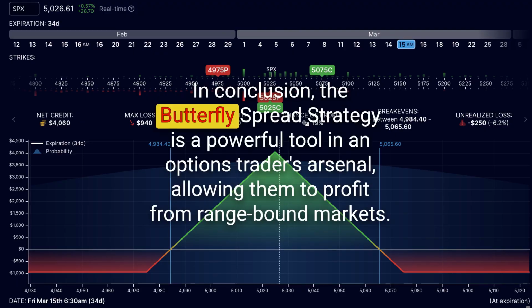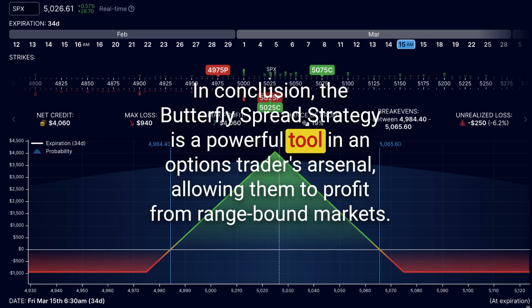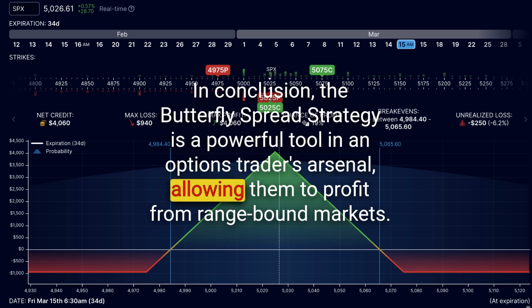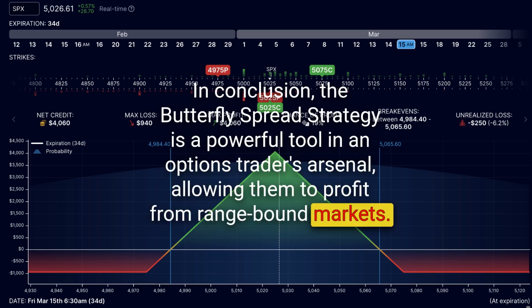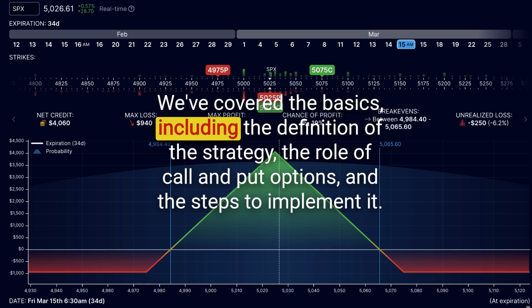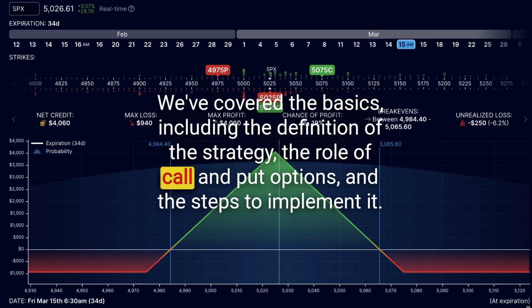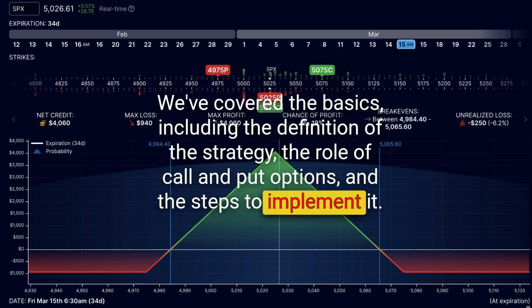In conclusion, the butterfly spread strategy is a powerful tool in an options trader's arsenal, allowing them to profit from range-bound markets. We've covered the basics, including the definition of the strategy, the role of call and put options, and the steps to implement it.